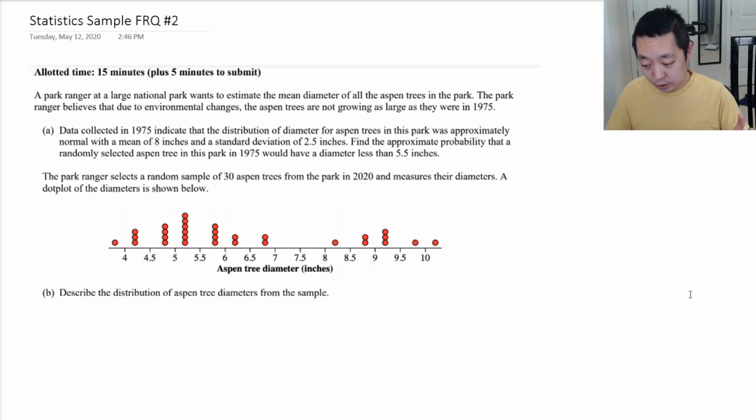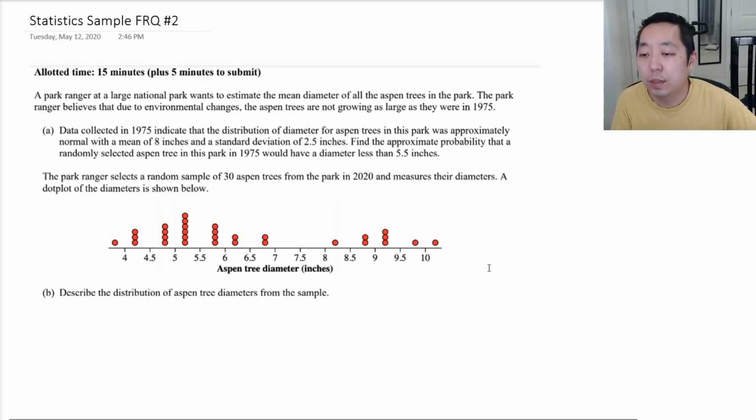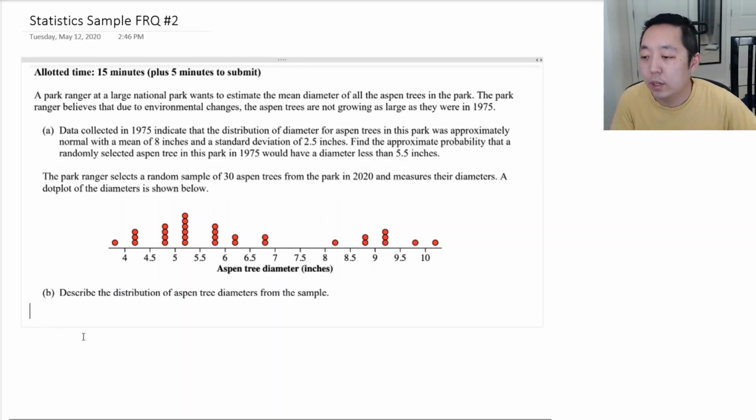Remember, the second question is 15 minutes. So it's a bit of a shorter question, but I'm going to try to do it by typing, just to help explain how I would type it out, because I think they've geared the questions to be more friendly to typing. Okay, so let's take a look at this.